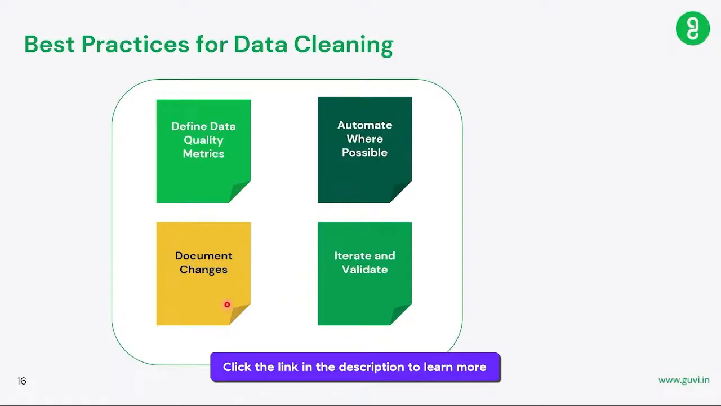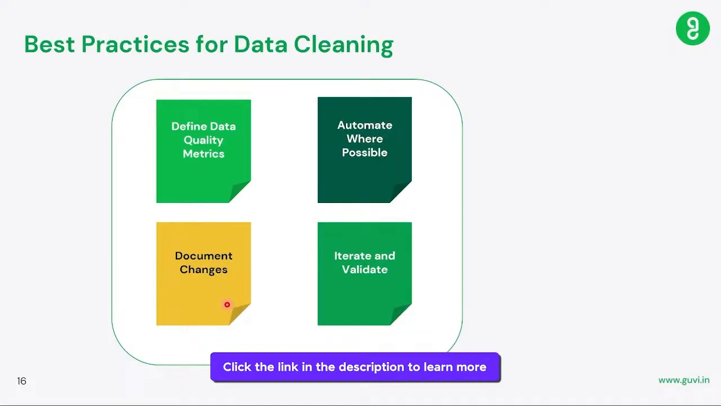The third important point is document changes. It is one of the least focused items. It's essential to document all the changes made during the data cleaning process to maintain transparency and traceability. This includes documenting the rationale behind each change, the methods used to clean the data, and any assumptions or decisions made during the process. If we have assumed something before making any analysis, we have to put that assumption up front.